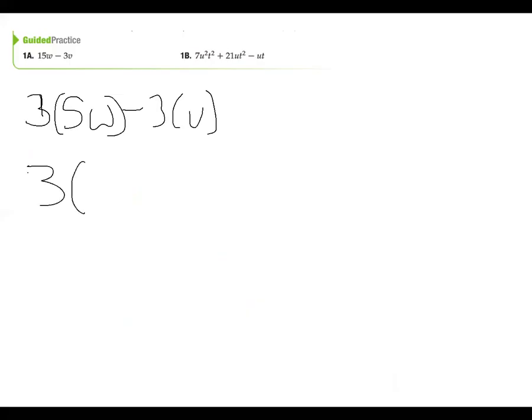Okay, we're back. So the first one, you can write it as 3 times 5w minus 3 times v, and then factor out, I forgot my parenthesis there, or undistribute a factor of 3, and that's our answer, okay? The next one, if you look at them, this has a factor of 7, so does this, but this doesn't, so I can't factor out a 7.